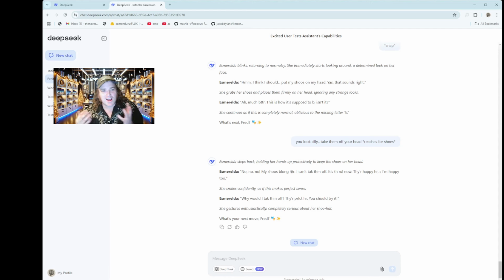But again, if you ask people that work with these chatbots, they're going to explain that it's difficult for it to actually do this because it's not as simple as it seems. It has to do with tokens and finding patterns. So the fact it can do this is actually really impressive, even though it's making mistakes. Okay, I can't take them off. It's the rule now. They're happy here. I'm happy. So I'm going to say, I push her and try to take the shoes.